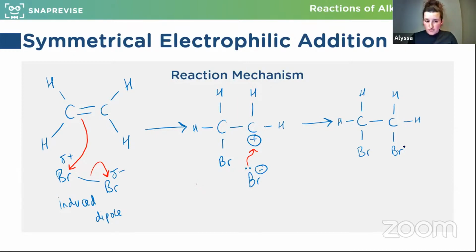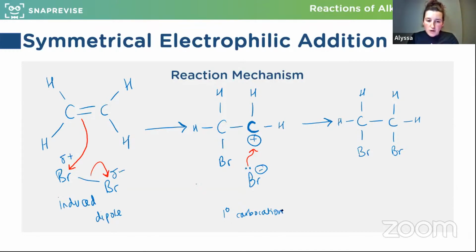So this is a primary. Yeah, this is a primary because our carbocation carbon is only attached to one other carbon. So it is a primary cation. Primary carbocation. But it can't form anything else. We can only form a primary carbocation here. It doesn't matter which carbon we bond our first bromine to. It's always going to be a primary carbocation.